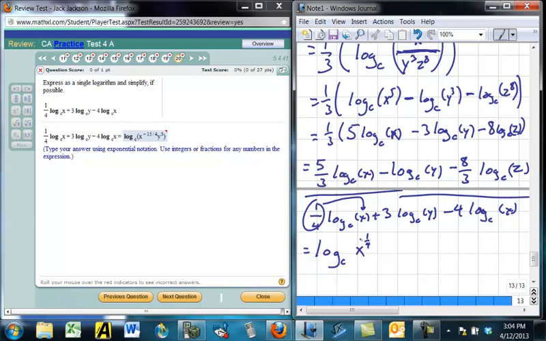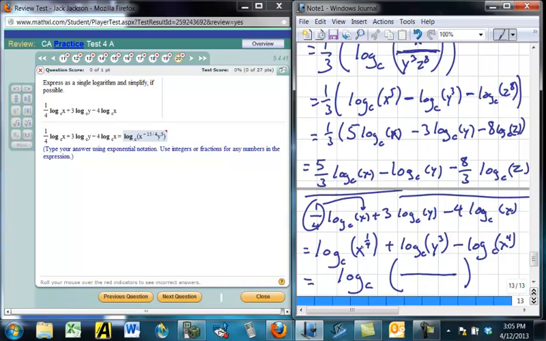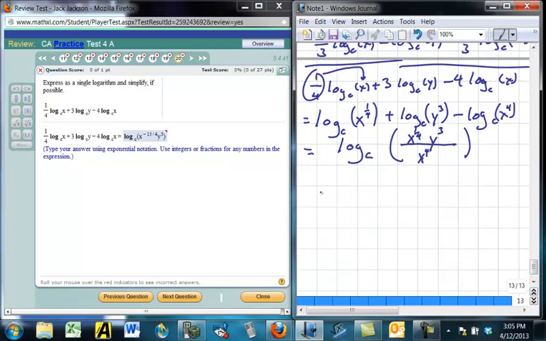So this becomes log base c of x to the 1/4. This is log base c of y to the 3rd. And then this is minus log base c of x to the 4th. Now, if the coefficients are all 1 or minus 1 and the same base, they're just added together, then we can put it into one single logarithm. Every one that has a plus 1 for the coefficient goes to the numerator, like that and that. And this one with a minus 1 goes to the denominator, x to the 4th. These have the same base. Okay. And so I can combine that.